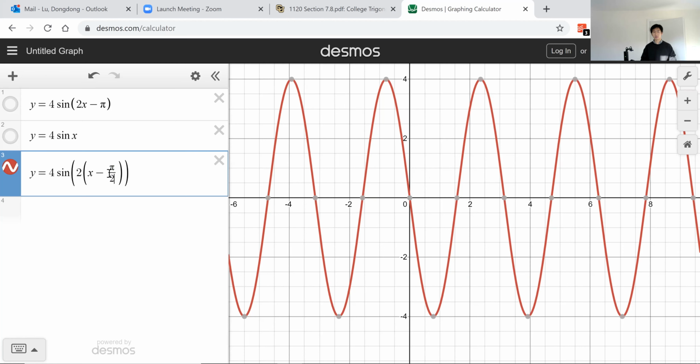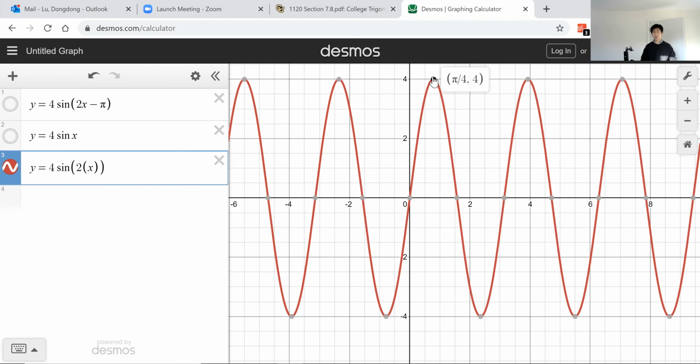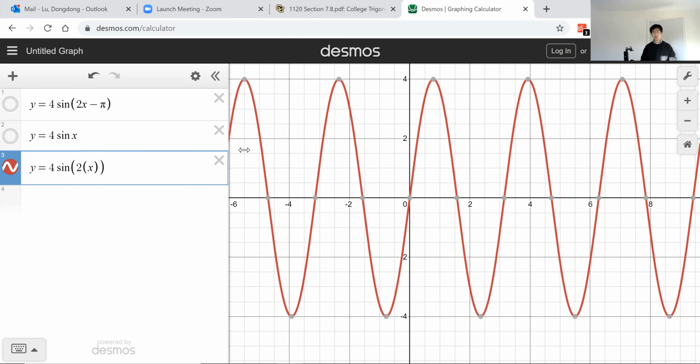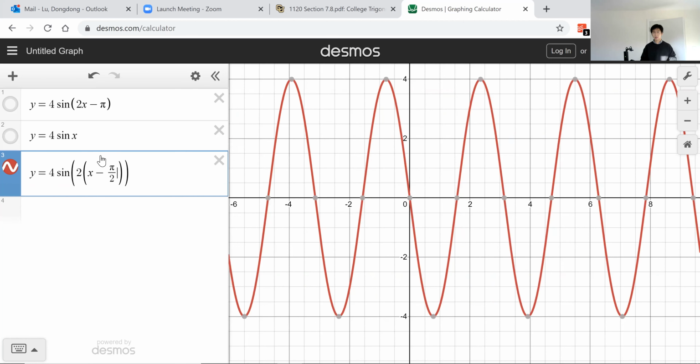However, remember the peak point. Before we do the subtraction, the peak point is here. Then we do the subtraction. Pay attention to this peak point. Look, it's moved here. You see the difference? Look, shift right by pi over 2.